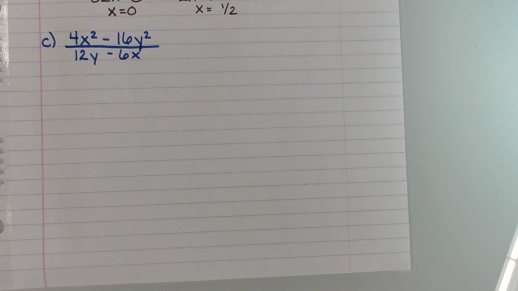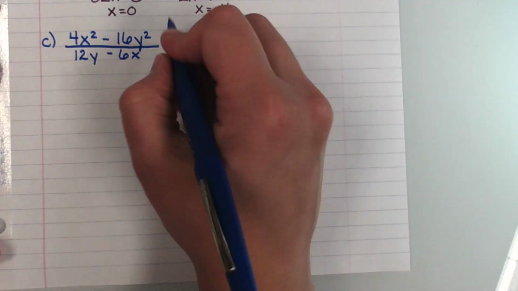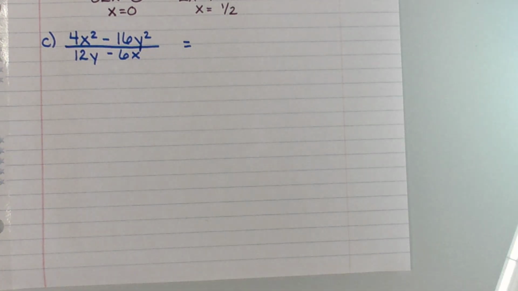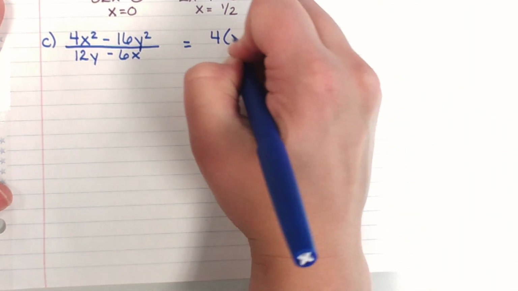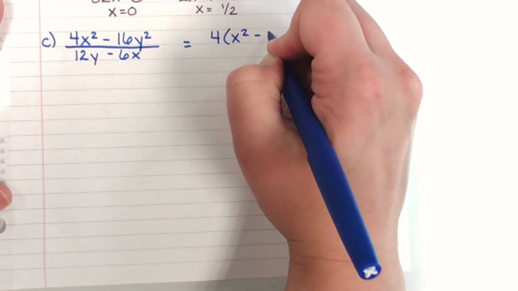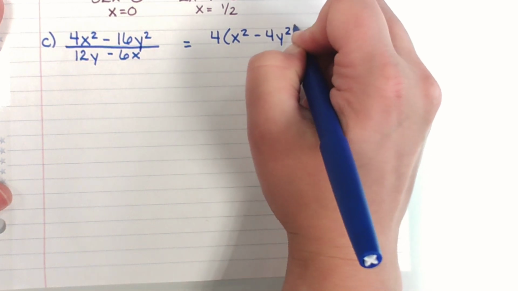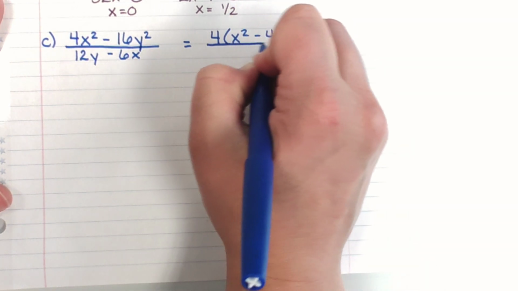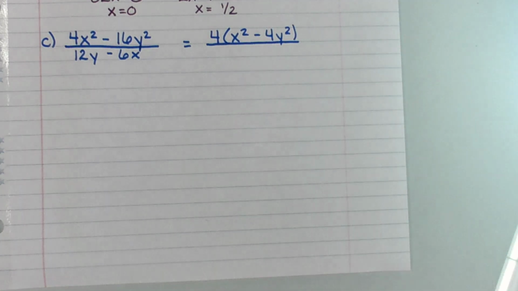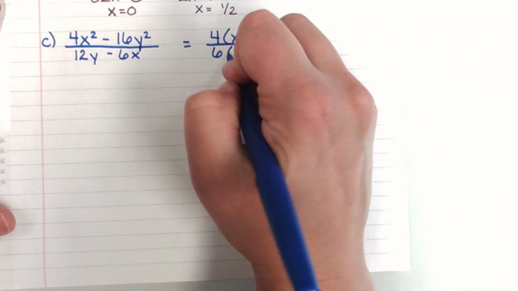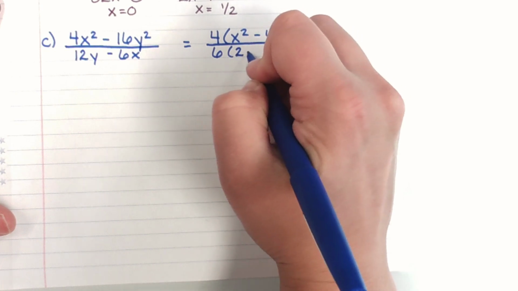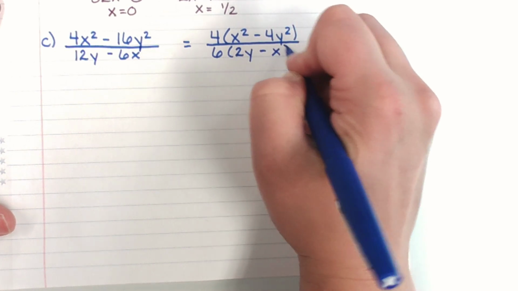First thing I want to do, yes, factor. When factoring, always start with your greatest common factor. Greatest common factor of the numerator, 4. Leaves me with x squared minus 4y squared. Greatest common factor of the denominator, 6. Leaves me with 2y minus x.